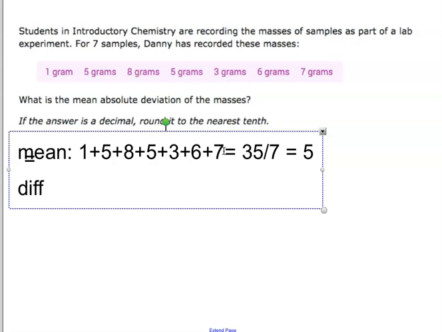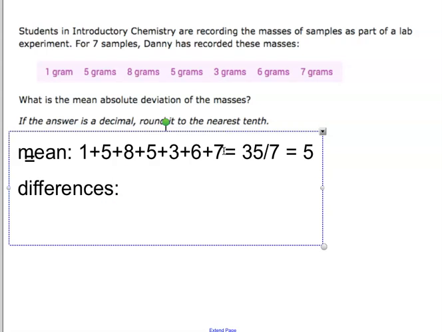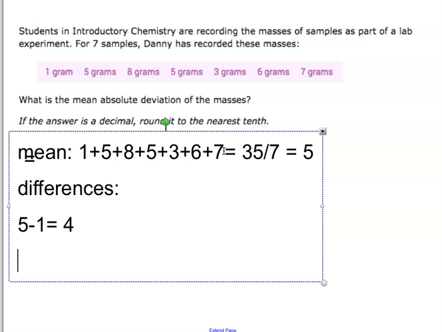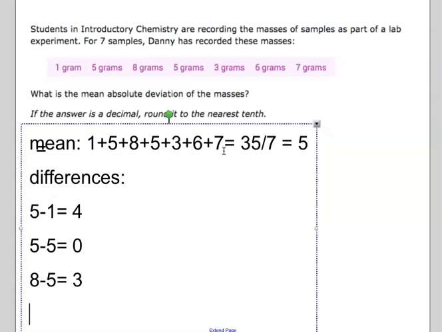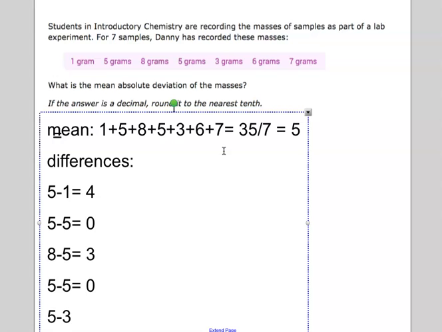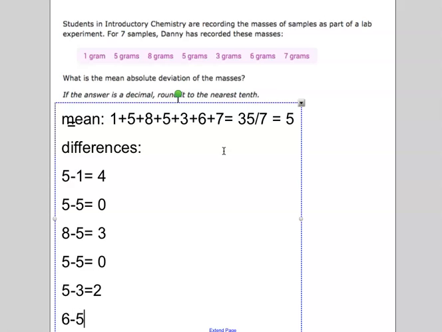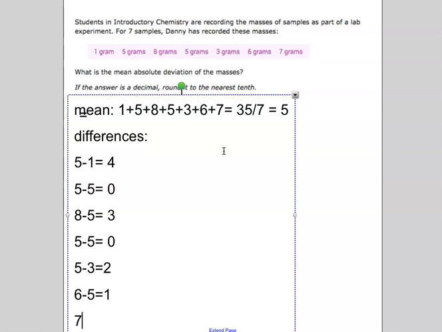Then you need to find the differences from all the points. So you do 5 minus 1 is 4. 5 minus 5 is 0. 8 minus 5 is 3. 5 minus 5 is 0. 5 minus 3 is 2. 6 minus 5 is 1, and 7 minus 5 is 2. You always want to keep it positive, and then you're going to go ahead and add them.